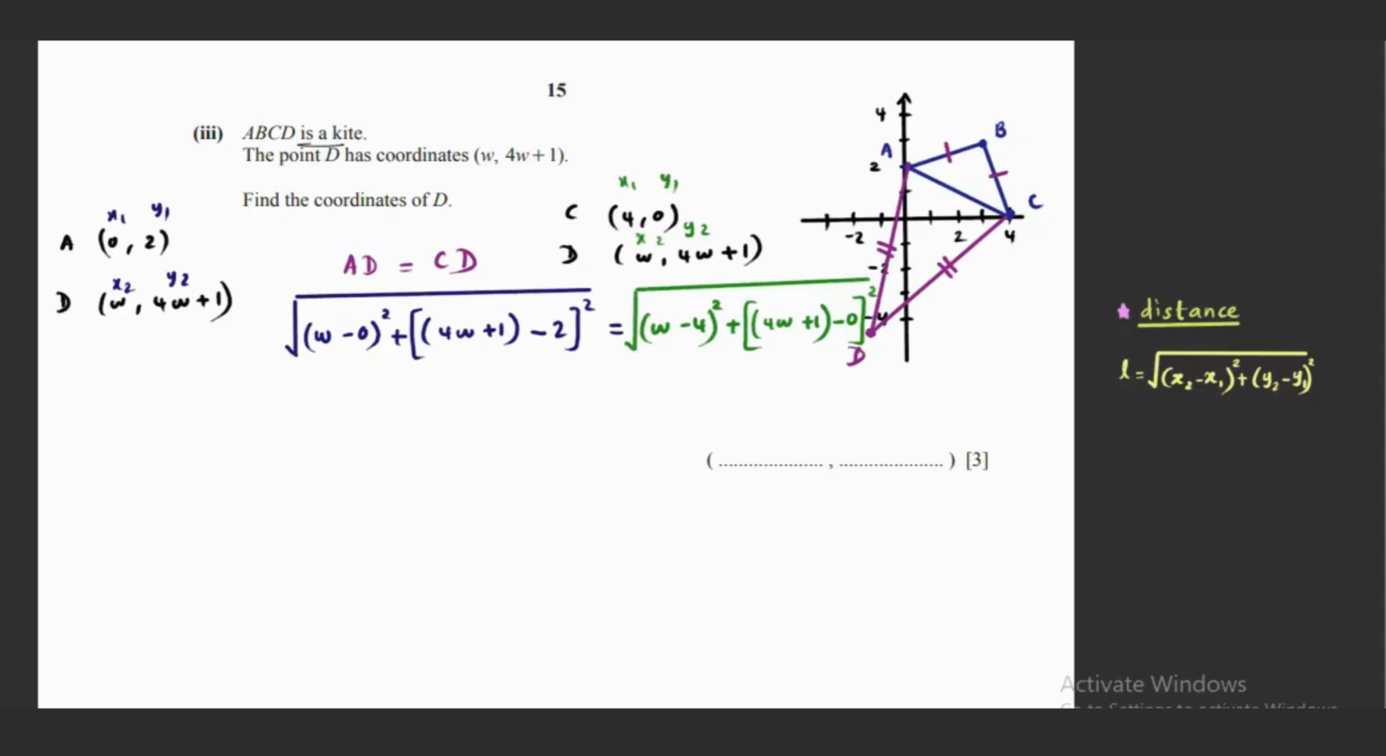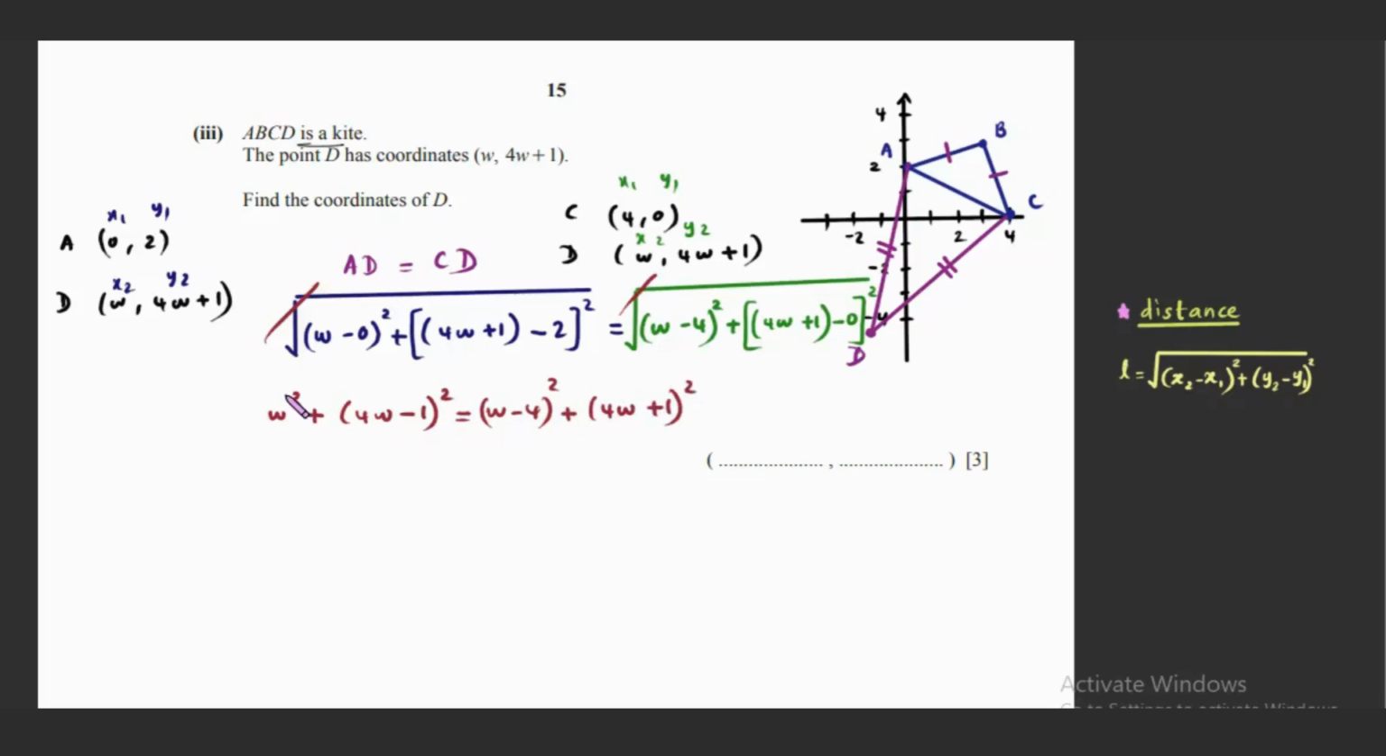Now, on both sides I have square roots, so I need to solve this to find what w is. I can get rid of the square roots, and I need to expand whatever I have here. w minus 0 is w, and when I square that, I'll get w squared. With that, I have 4w plus 1, and I have minus 2. That is going to be plus 1, and minus 2 is minus 1, which means I need to do (4w - 1) squared. On the other side, I have (w - 4) squared, and I have 4w plus 1 minus 1, which is 4w, and I need to square that as well.